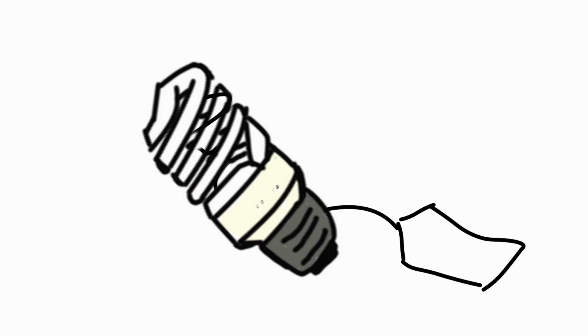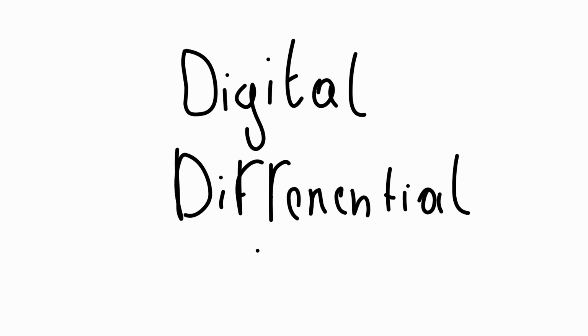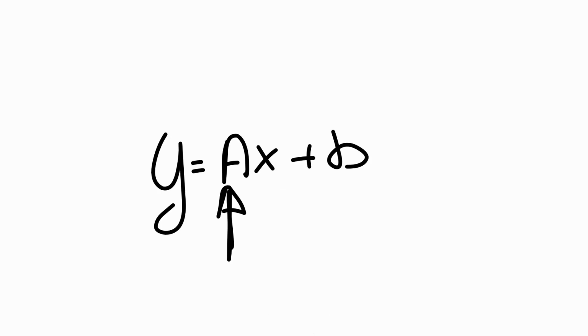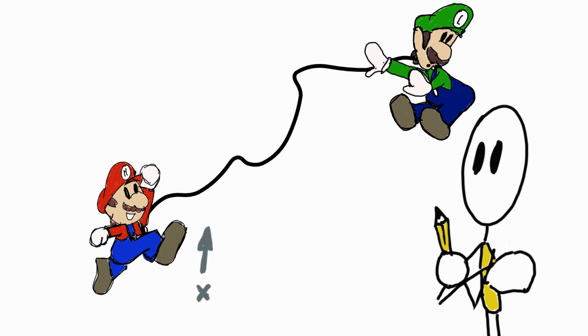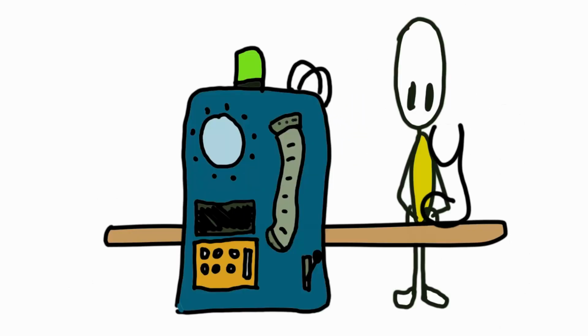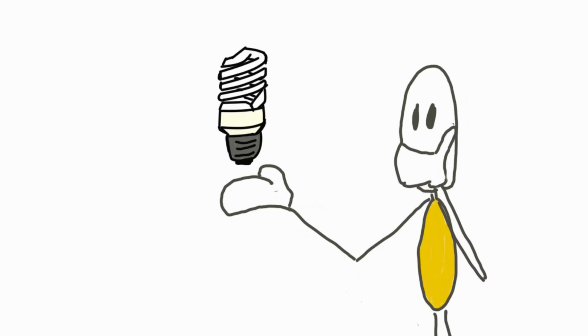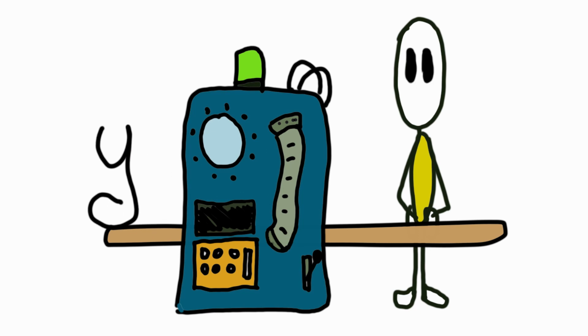Now this next method has a name. It's called the Digital Differential Analyzer, DDA for short. This algorithm makes the calculations far less heavy by calculating a from the y is ax plus b formula and adding this to the previous y. So now it goes to every x between Mario and Luigi, and it just adds a to the previous y and then converts it to an integer. Now this algorithm looks like this. For every x between Mario and Luigi, y is previous y plus a, convert y, and color the pixel. Now this is also not a perfect algorithm, because it still has to convert y for every pixel.